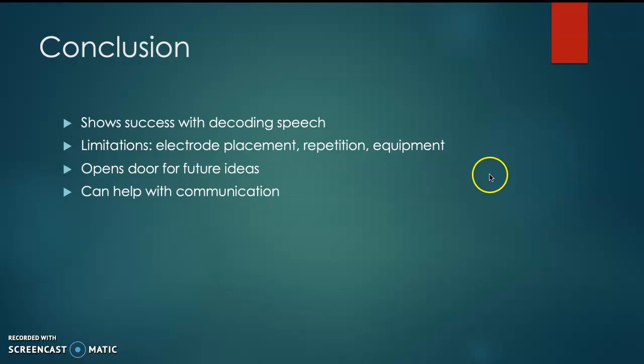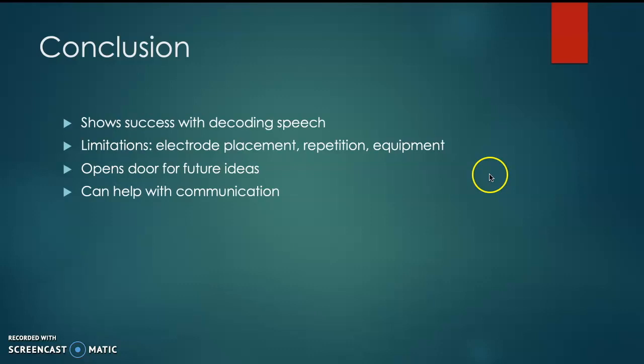With repetition, the user can become bored when repeating words, and if they become bored, then they could change their inflection of the words or have a different type of emotion when they say the words, and therefore changing the signal. And then lastly, the equipment. So you want better equipment, so it results in better signals. Something that can handle maybe a higher sampling rate in order to better closely match a unique signal.